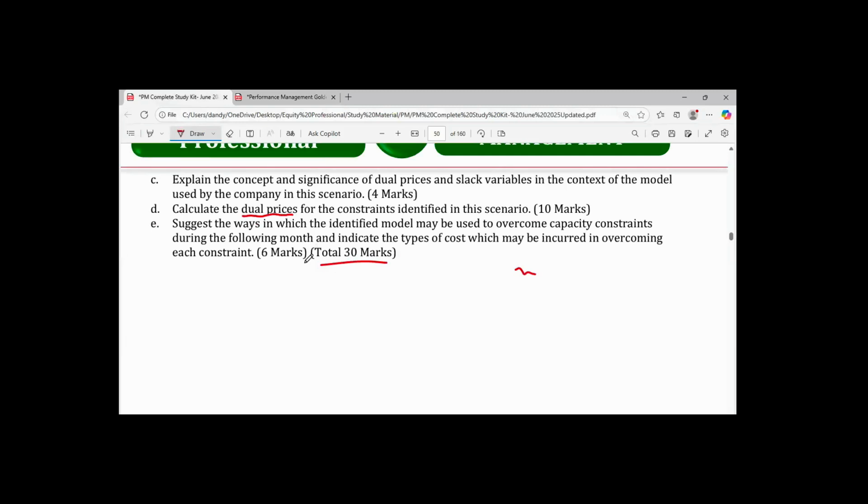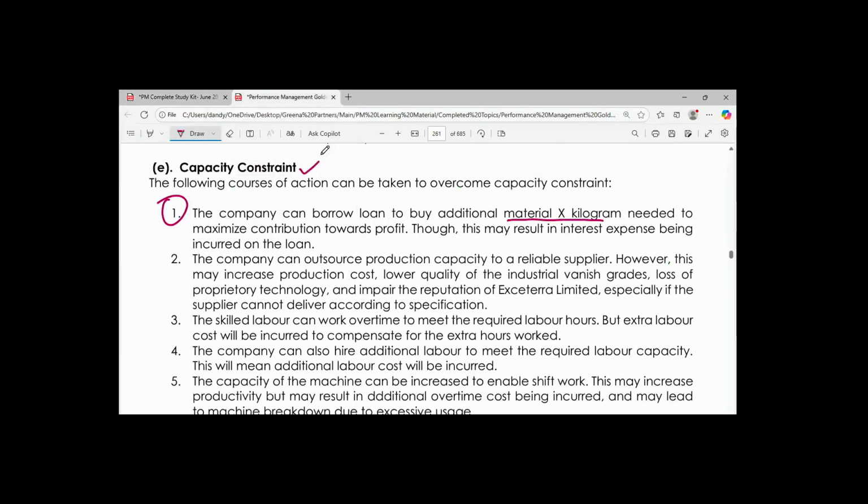All right? Because the examiner has told you to suggest the way in which the identified model may be used to overcome capacity constraint during the following month and indicate the type of cost. So the type of cost when you borrow a loan is the interest expense that the company will incur.